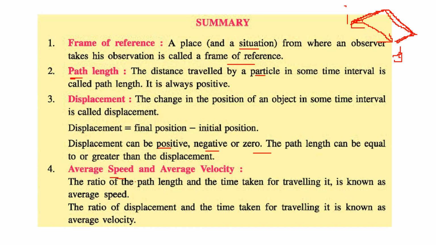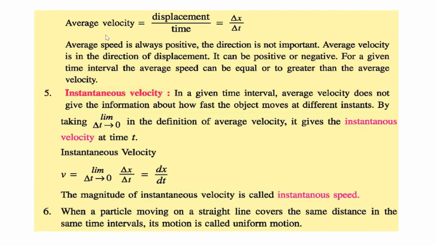Average velocity and average speed. The ratio of path length to the time taken for traveling it is known as average speed. The ratio of displacement and time taken to travel is known as average velocity. The average velocity is given by delta x by delta t, which is displacement by time. Average speed is always positive, the direction is not important, it's a scalar quantity. Average velocity is in the direction of displacement, so it can be positive or it can be negative.